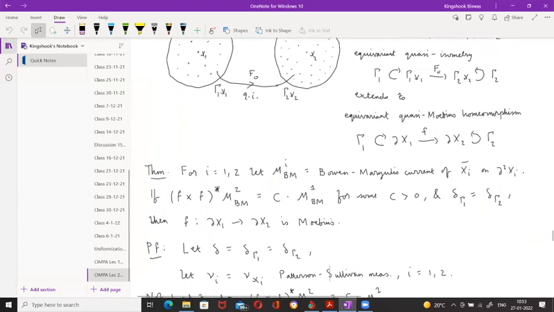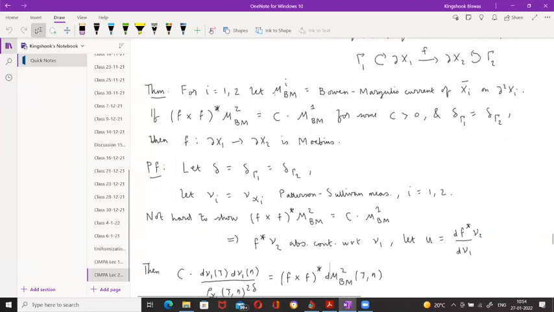So for i equal to 1 and 2, let mu_BM,i be the Bowen-Margulis current of Xi on ∂²Xi. So this was the current, the geodesic current defined using Patterson-Sullivan measures. Then the theorem says, I have this boundary map from ∂X1 to ∂X2, so I can look at f cross f. That gives me a map from ∂²X1 to ∂²X2. And so then the theorem says, I can pull back the Bowen-Margulis measure of X2 by f cross f.